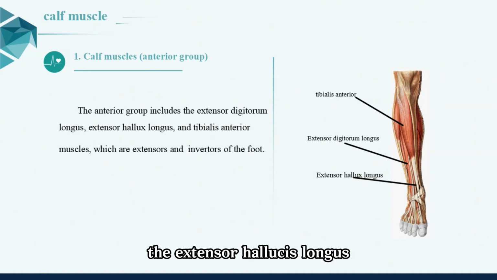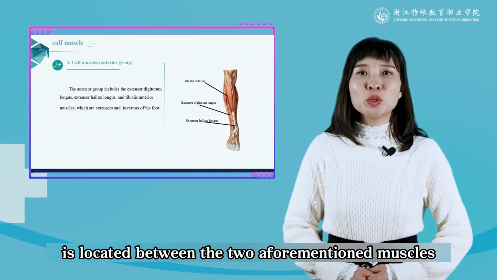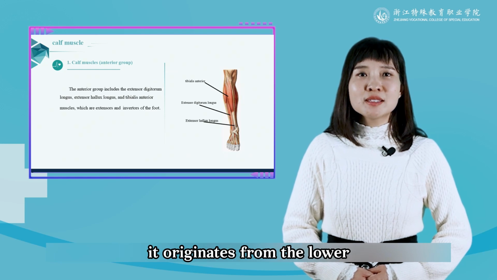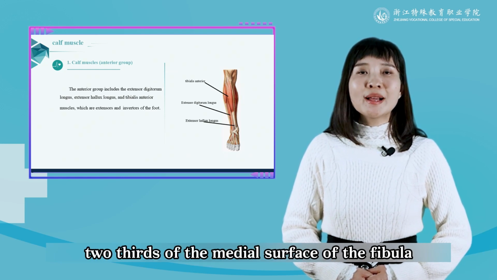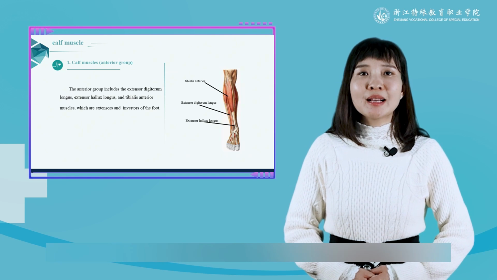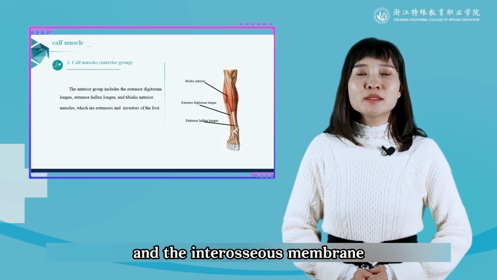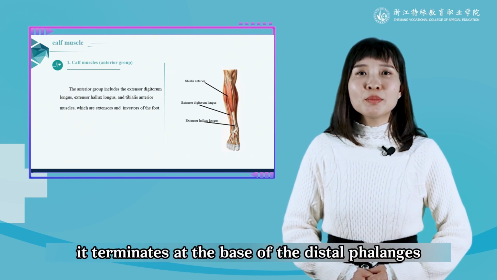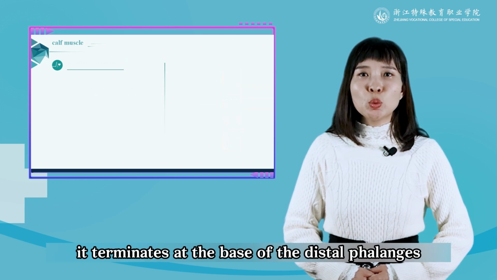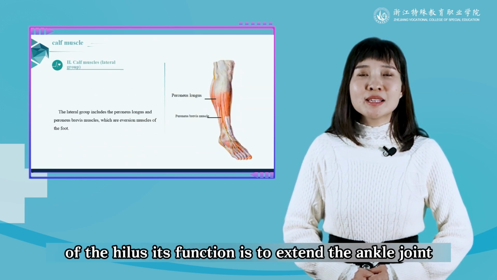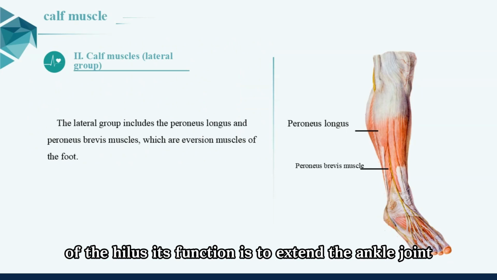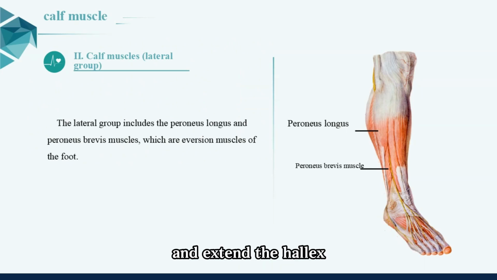3. The extensor hallucis longus is located between the two aforementioned muscles. It originates from the lower 2/3 of the medial surface of the fibula and the interosseous membrane. It terminates at the base of the distal phalanx of the hallux. Its function is to extend the ankle joint and extend the hallux.